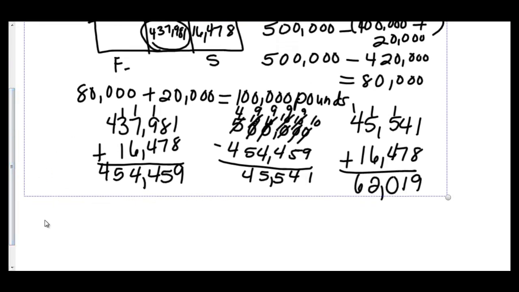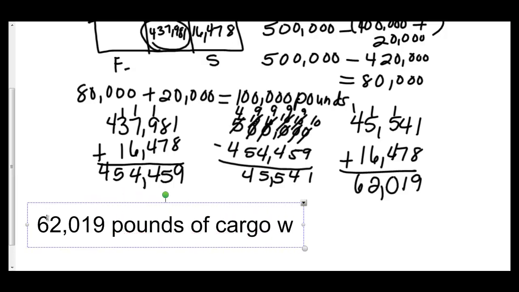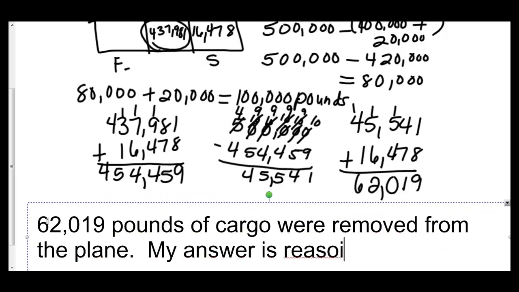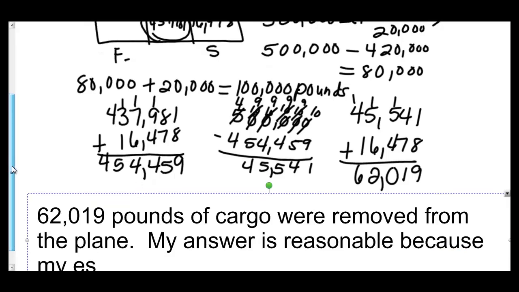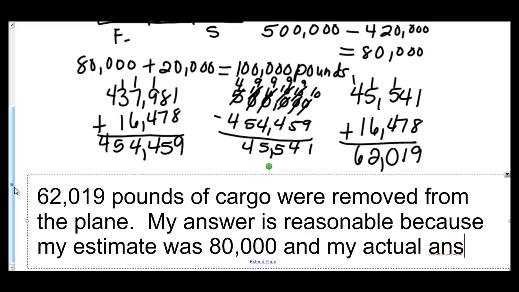All right, so our sentence would be, total number, now let's start with 62,000, 62,019, answer is reasonable, 80,000, answer.